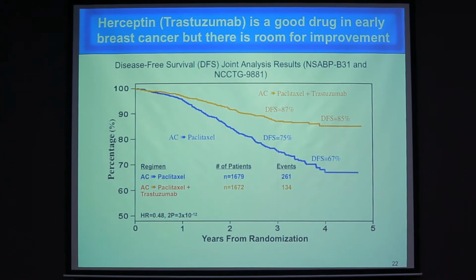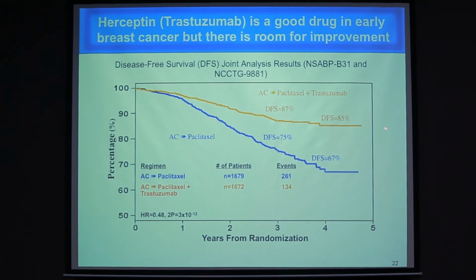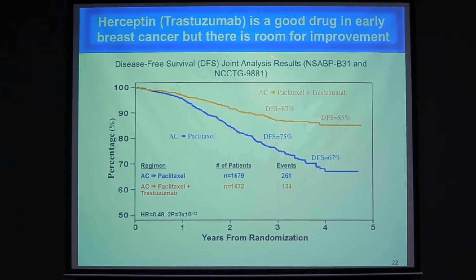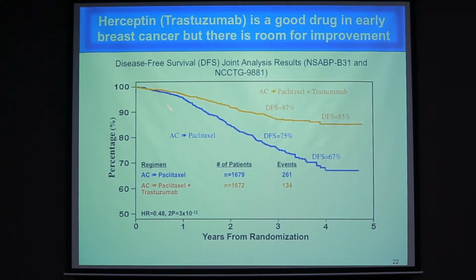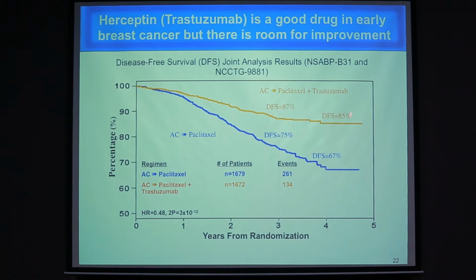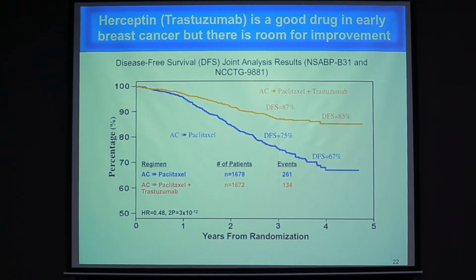So this is a Herceptin trial, and you can see this is what I am talking about, a phase 3 trial. The orange one is the patients who got Herceptin, the antibody, along with paclitaxel chemotherapy, whereas the other patients only got paclitaxel, and you see a huge improvement in survival.